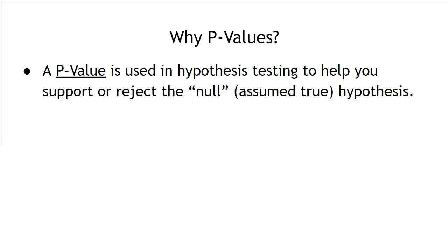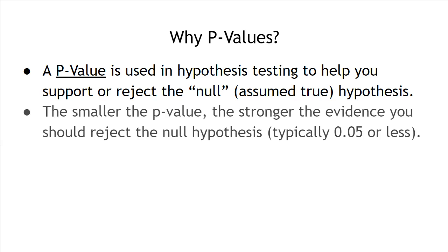Now, the null hypothesis is basically the thing that you're assuming to be true. This is the theory that you assume is correct. It's the status quo. And the smaller the p-value, the stronger the evidence that you should reject this null hypothesis. And typically, this is called the alpha value of 0.05 or less. If we dip below that, we can start to say, yeah, this is probably a scenario where we should assume that the null hypothesis is not true.